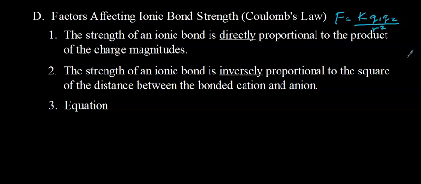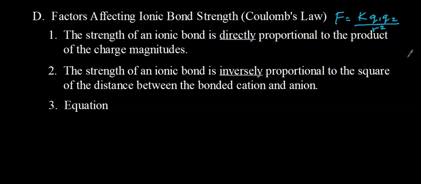called lattice energy. Lattice energy refers to the energy required to break ionic bonds in an ionic compound. Notice we have r squared there as well. r is the distance between the ions. So as r increases, F decreases. So the strength of an ionic bond is inversely proportional to the square of the distance between the bonded cation and anion. So we have to look at ionic radii. The bigger the ions, the weaker the force of attraction, or the weaker the ionic bond, and the lower the lattice energy.